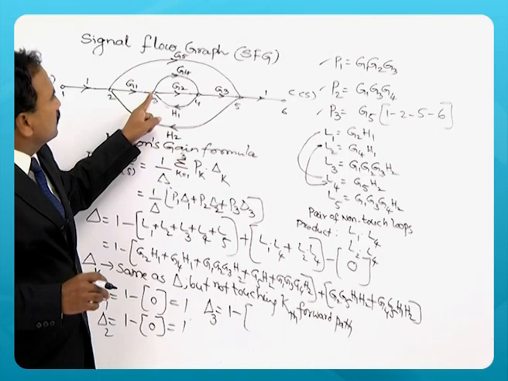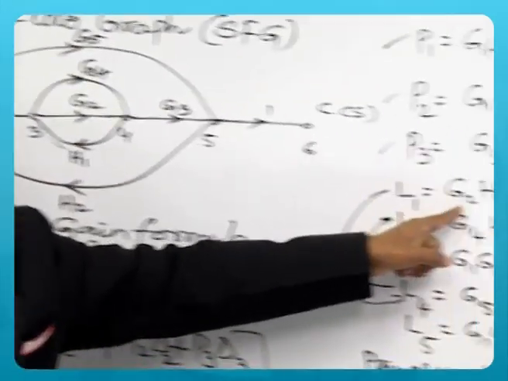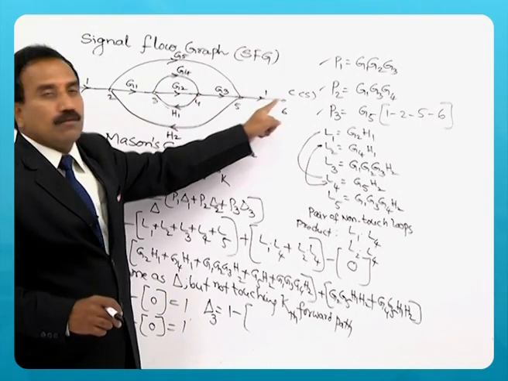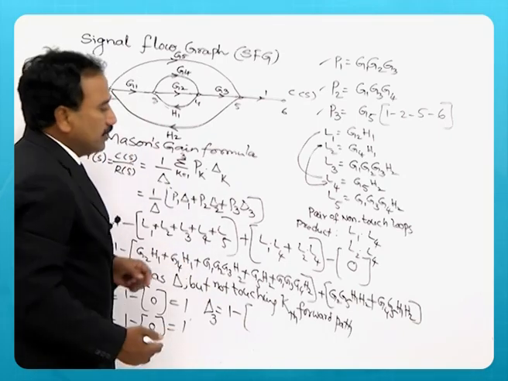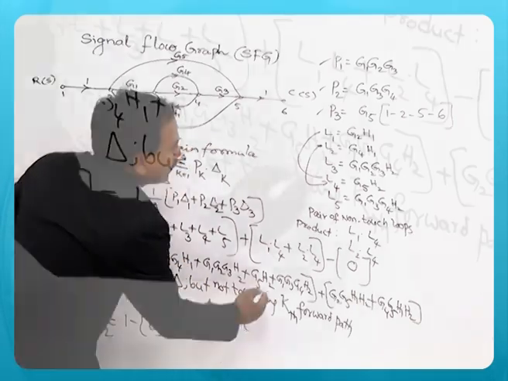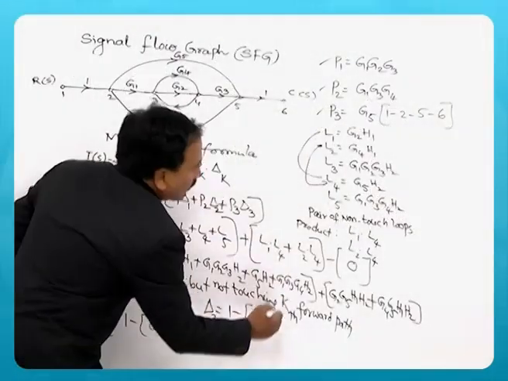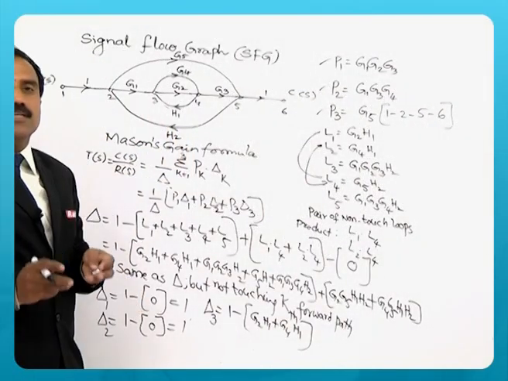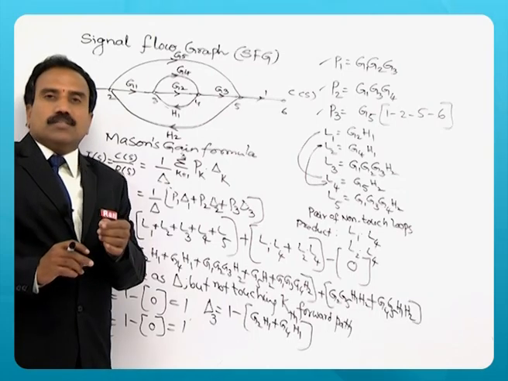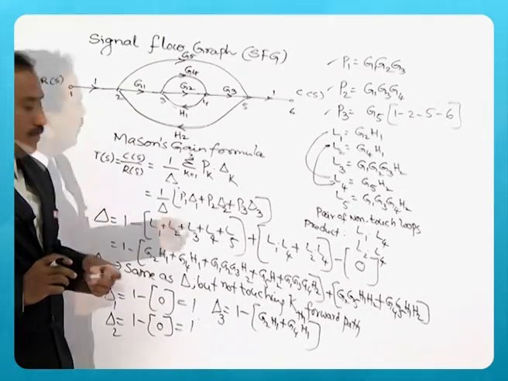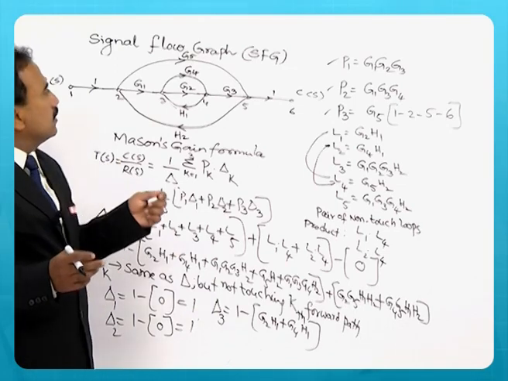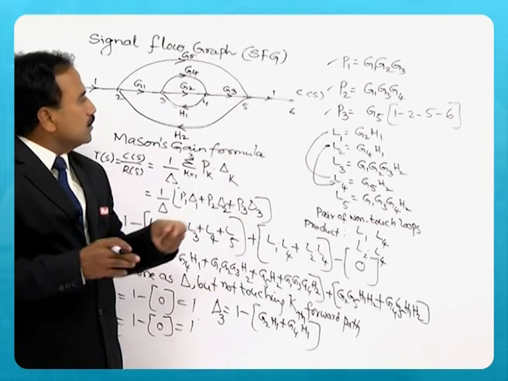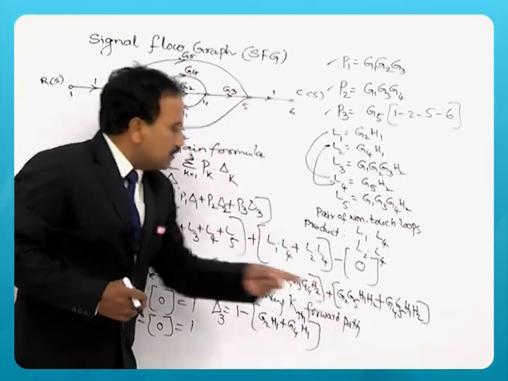So this 3, 4, 3, that is G2H1 and G4H1, also not touching the third forward path. So I can write here the loop gains 1 minus G2H1 then plus G4H1 is the loop gains which are not touching the third forward path. So is there any pair now which has no connection with the third forward path? No such pair exists. So further there is no term.